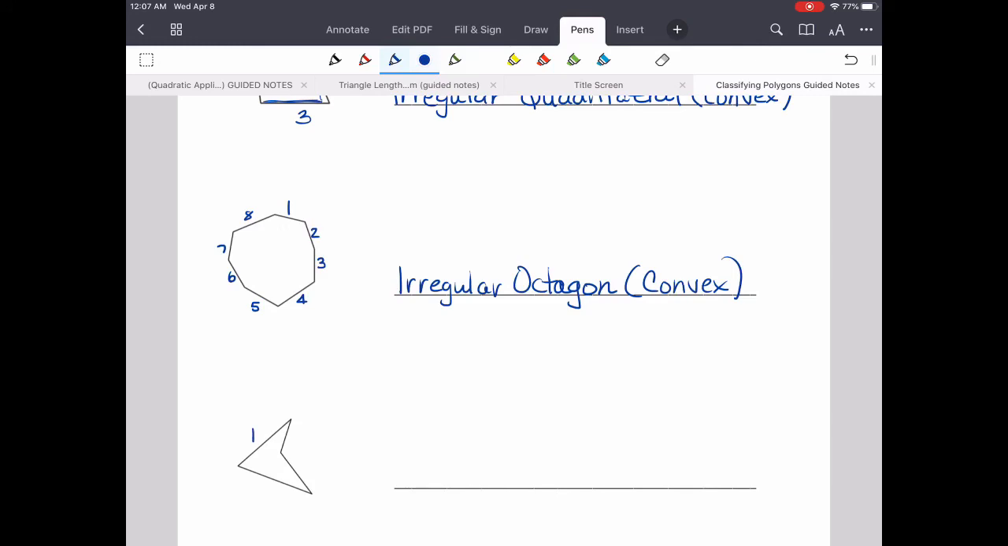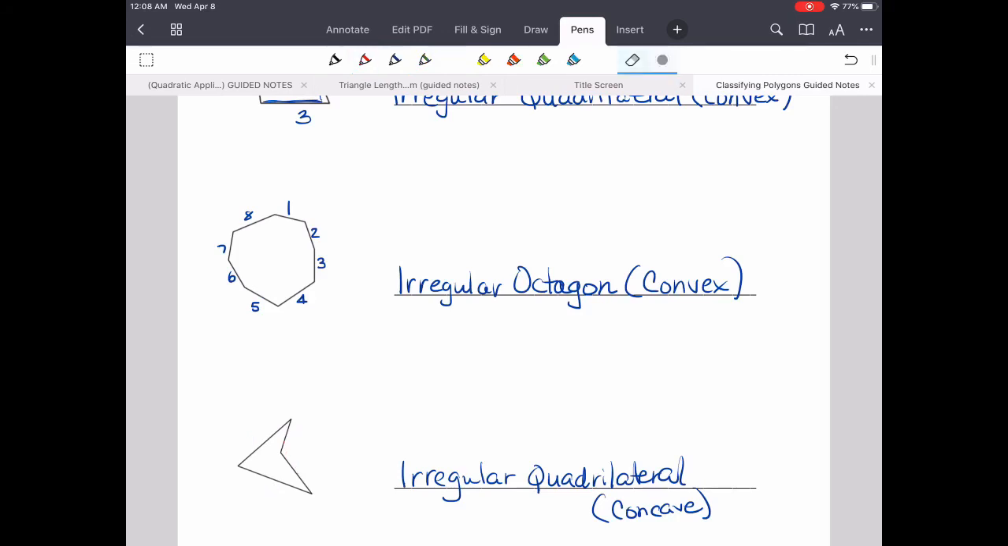And the last one, we count the number of sides. We got 1, 2, 3, 4. So that is definitely a quadrilateral. And that quadrilateral does not have equal sides. And this one is concave. It kind of goes in. You can definitely tell right here.